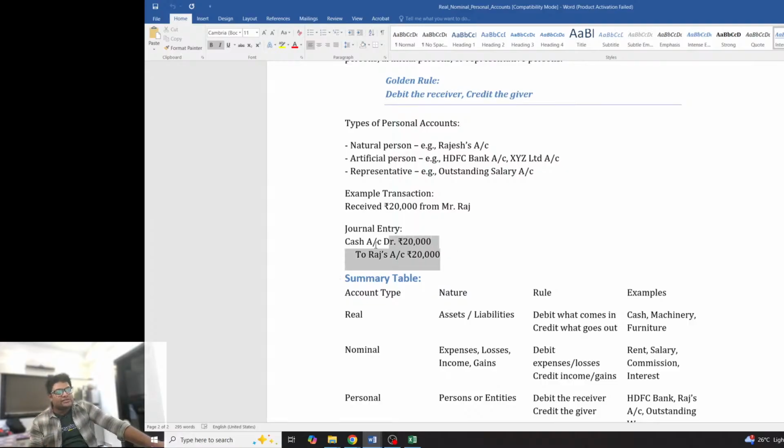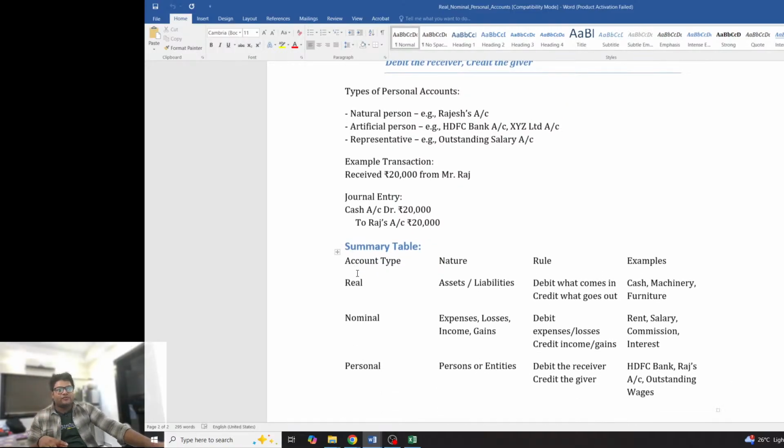So what you're seeing here is a different entry. That's when, instead of paying Rajesh, you are receiving from Rajesh. So instead of paying anything, you are receiving cash. When we are receiving something, debit what comes in. So it's going to be cash account debit to Raj's account. So that's how it works.